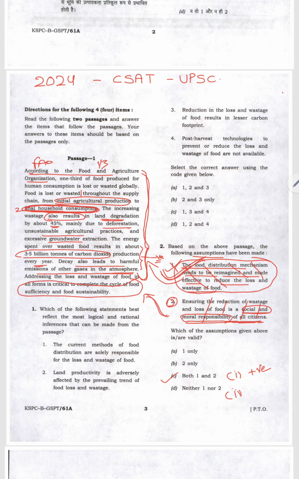That's why UPSC gave the answer as C, both 1 and 2. Many people will go for 1, but the answer is C. See, this is how you need to solve assumptions based questions.